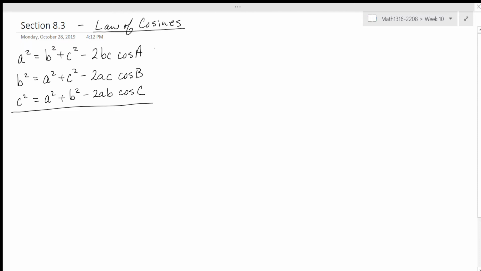And I might mention that these formulas are used in a side angle side setup. If you have an SAS setup, that's the Law of Cosines. That's those 3 formulas. All right, here comes the other 3.